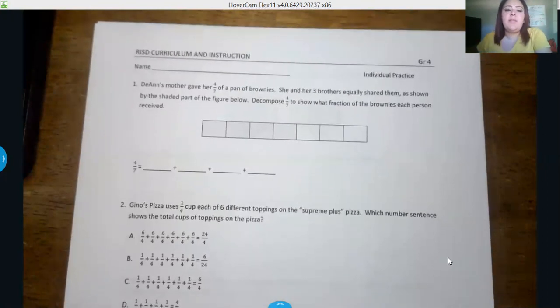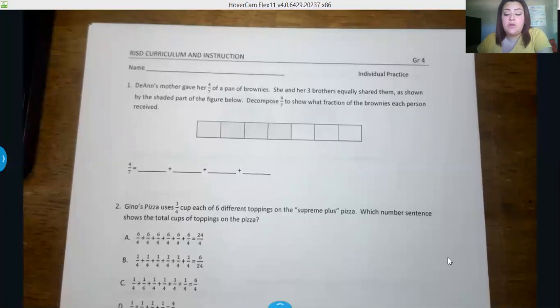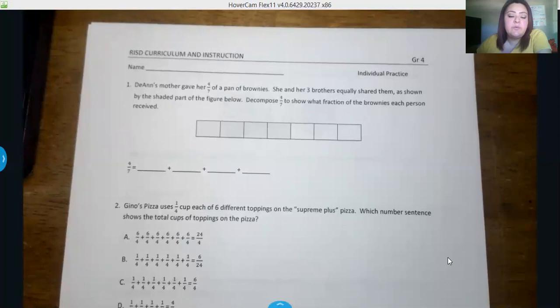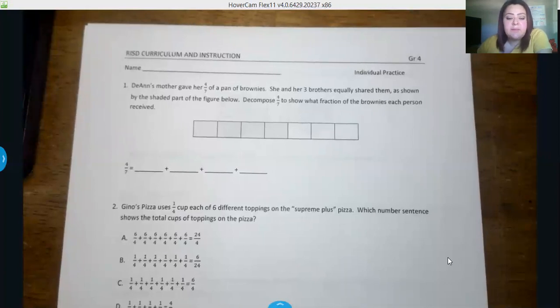The first one says Deanne's mother gave her 4/7 of a pan of brownies. She and her 3 brothers equally shared them. As shown by the shaded part of the figure below, decompose 4/7 to show what fraction of the brownie each person received. Now, the great thing about today is honestly, this is kind of an easy worksheet. There's a few that we'll have to look at a little bit more, but overall, it's not that bad if you're understanding how to decompose fractions.